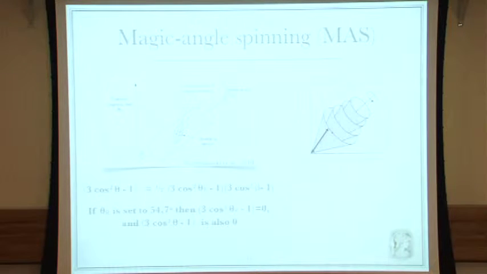So here we have the principle of this approach. Here we have the external magnetic field that could be, I don't know, 500 megahertz, whatever you need. And we have the rotor here. And here we have the shielding tensor, that could be the chemical shift anisotropy or dipolar-dipolar tensor.